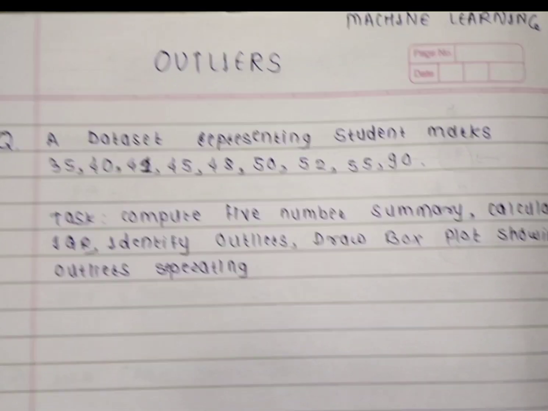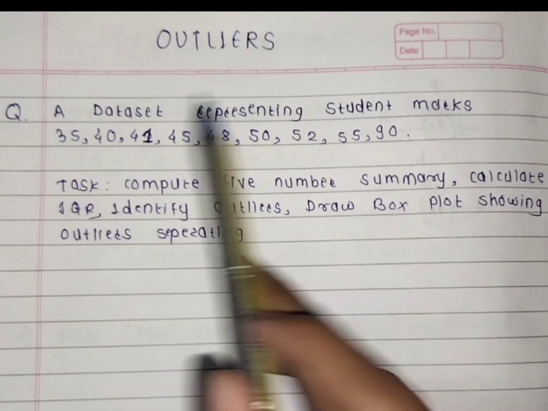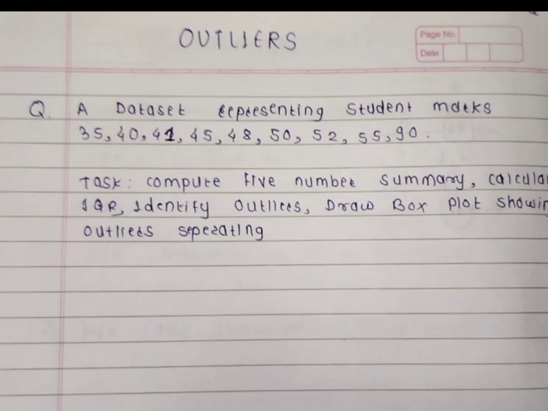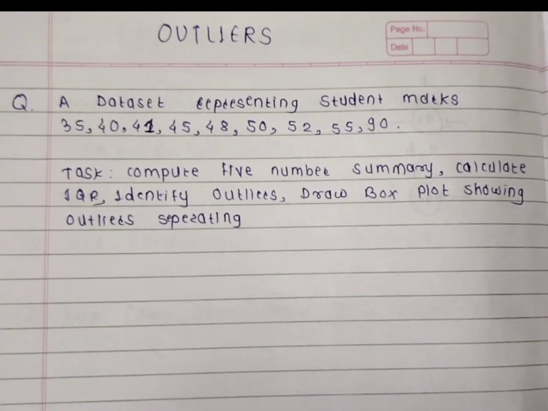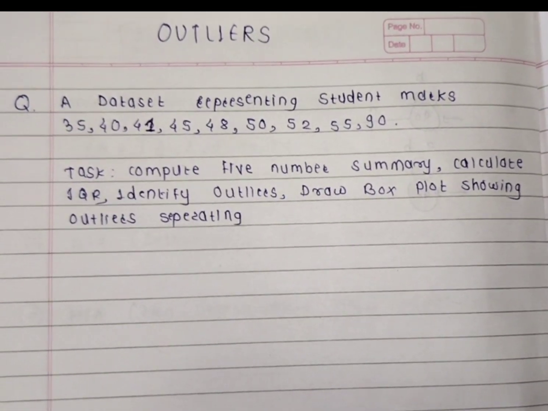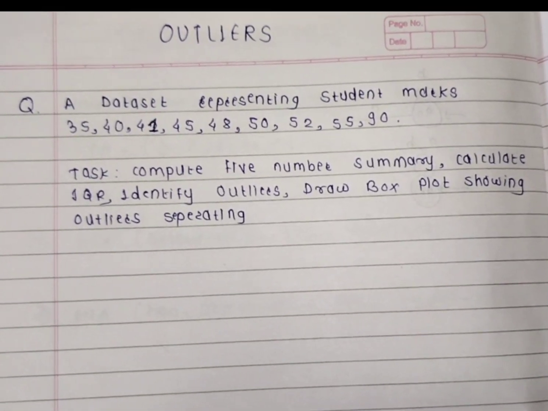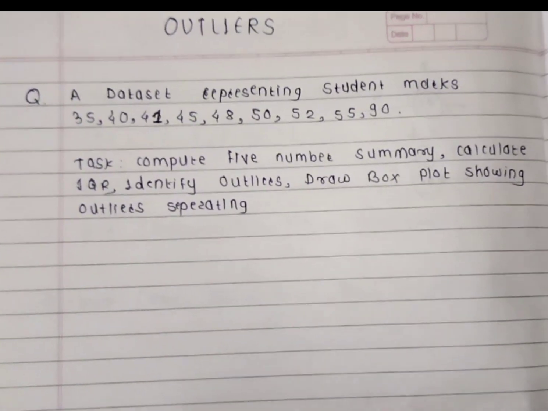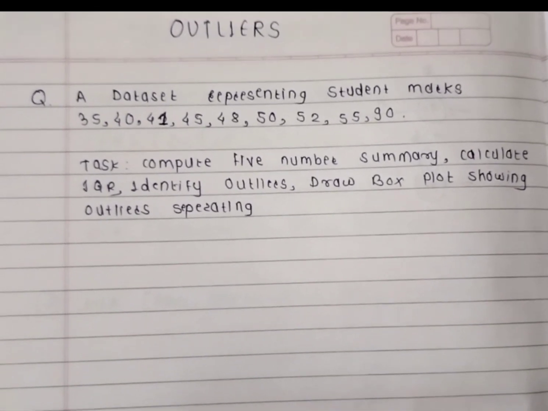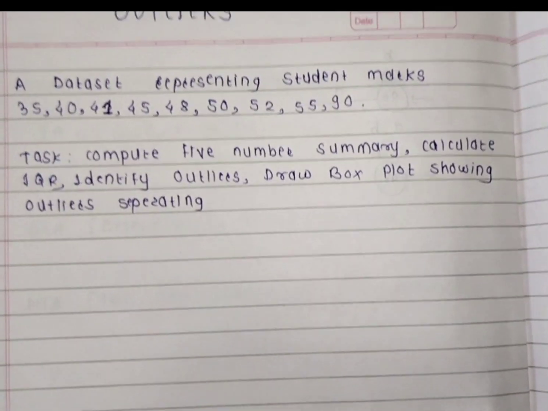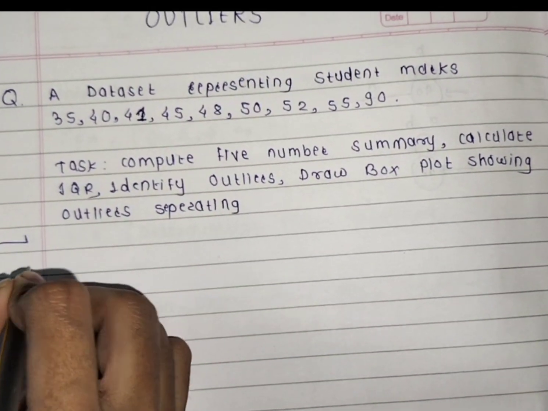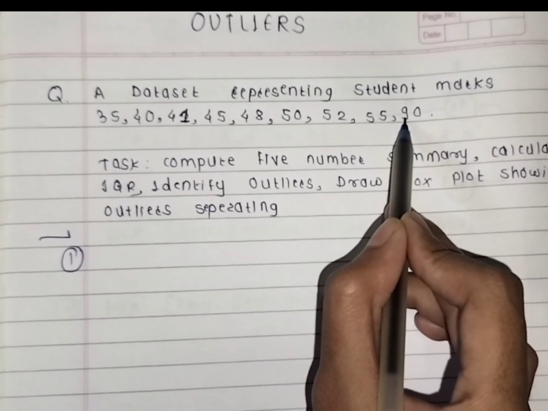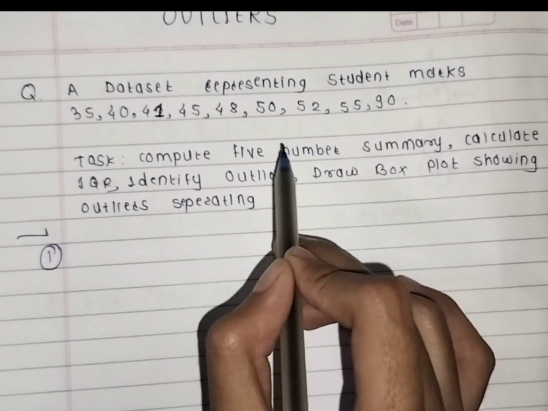Now let us consider one example of outliers. The example given is a data set representing student marks, from 35 to 90, and the task is given. We have to first compute the five number summary, then we have to calculate the IQR, identify the outliers among them, and show the plot representation. So first step, as we have seen, we have to check whether the given data set is in ascending order or not. We can check that the given data set is in ascending order. Now the second step is to find the 5 number summary.